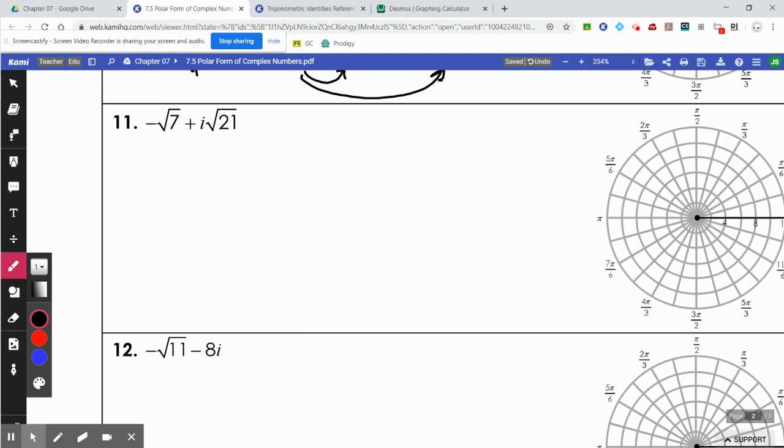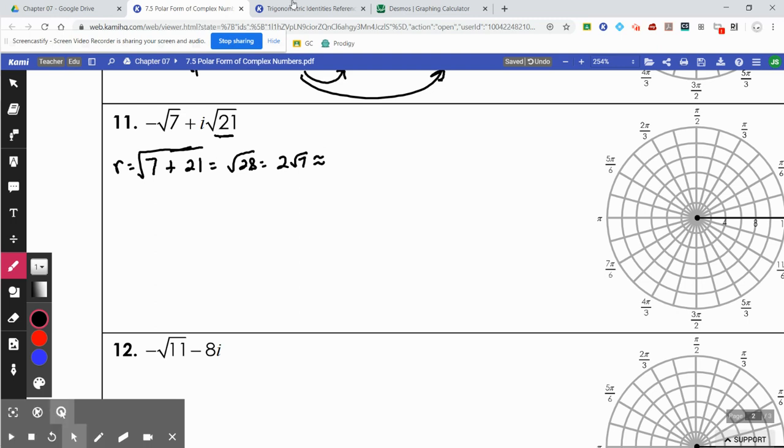Next one. Again, the first step is to find our modulus. We find the modulus by taking the absolute value of this. So we're going to do the square root of negative root 7 squared, which is just 7, plus root 21 squared, which will be just 21. So your absolute value is going to be the square root of 28, which is 2 root 7. So there's your modulus, and for when we graph it, that's about 5.3.